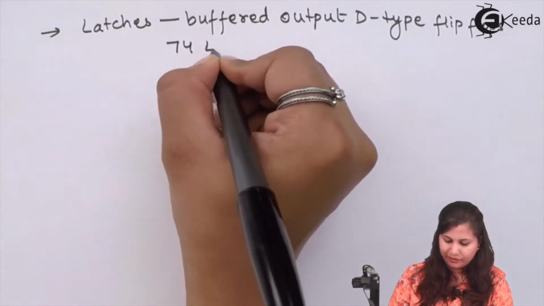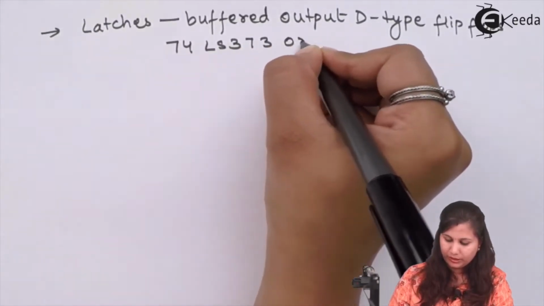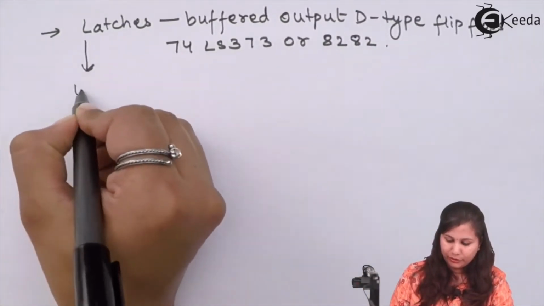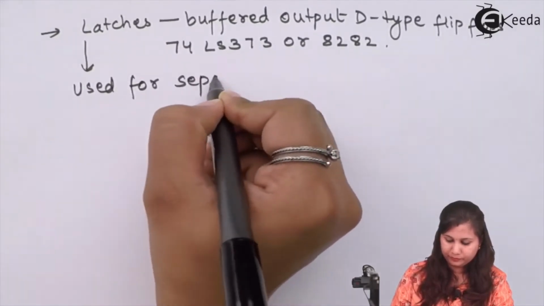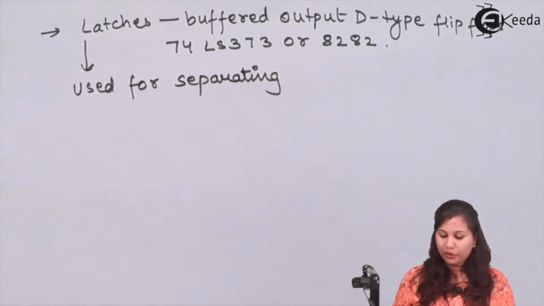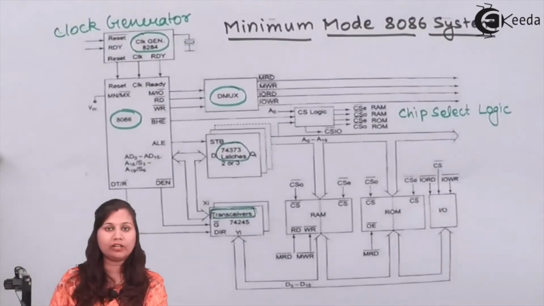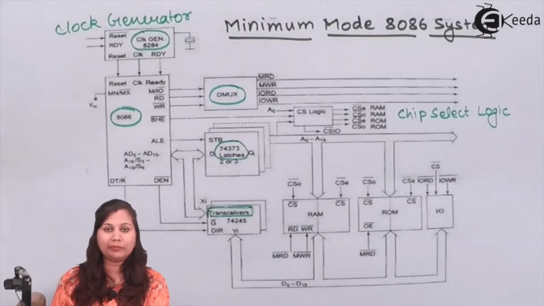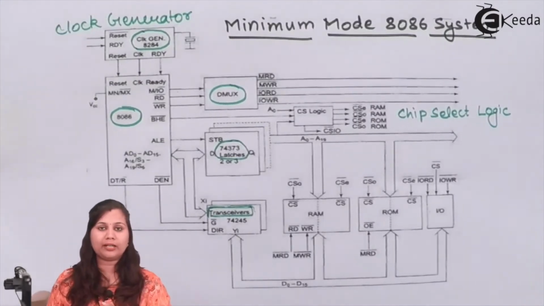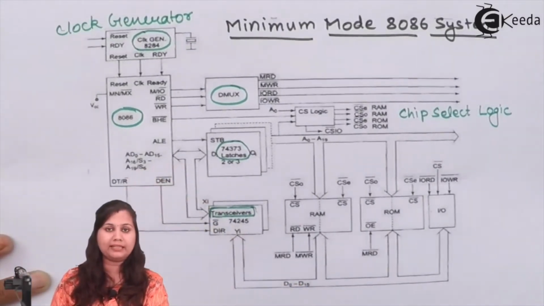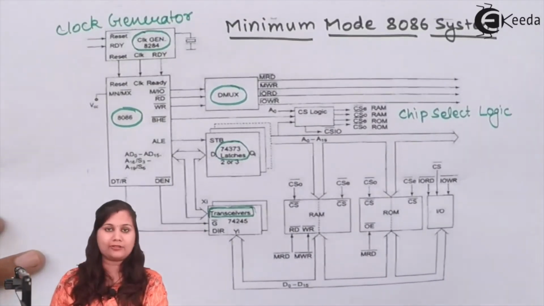Whose IC number is 74LS373 or 8282. These latches are used for separating the address and the data, because in the 8086 microprocessor the address and the data bus are multiplexed with each other. Address bus is of 20 bits and data bus is of 16 bits. So 16 bits of data bus are multiplexed with the 16 bits of address bus. So if we want to separate this address and the data bus, then latches are used.